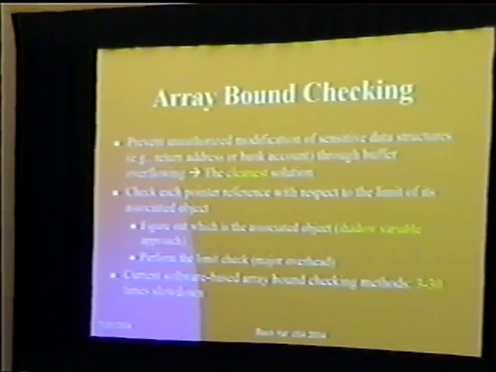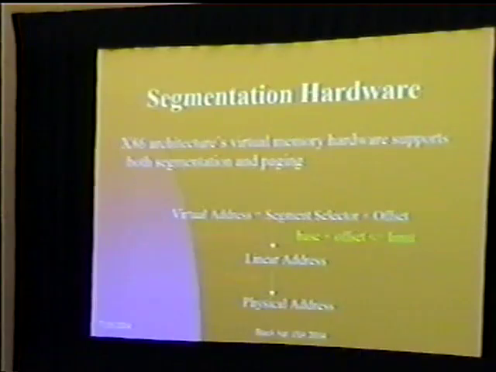Now, there are commercial array-bound checking compilers that can do something like this. The problem with these array-bound checking compilers is that they incur a significant performance overhead. Typically, it's between 3 to 30 times slowdown, okay? So let me repeat again. The idea of array-bound checking is not new. The problem is how do we do it fast? And that's where the innovation of Palladium comes in.